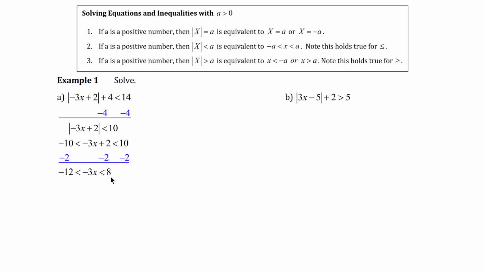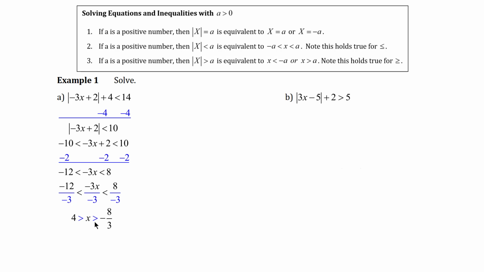The next step is to get rid of the negative 3 in front of the x. We do this by dividing the middle, the left, and the right-hand side by negative 3. So we get negative 12 divided by negative 3 less than negative 3x divided by negative 3 less than 8 divided by negative 3. Simplifying the left-hand side, negative 12 divided by negative 3 is 4. Simplifying the middle, we have negative 3x divided by negative 3 is x. Simplifying the right-hand side, 8 divided by negative 3 is negative 8/3. So the result here is 4 greater than x greater than negative 8/3.